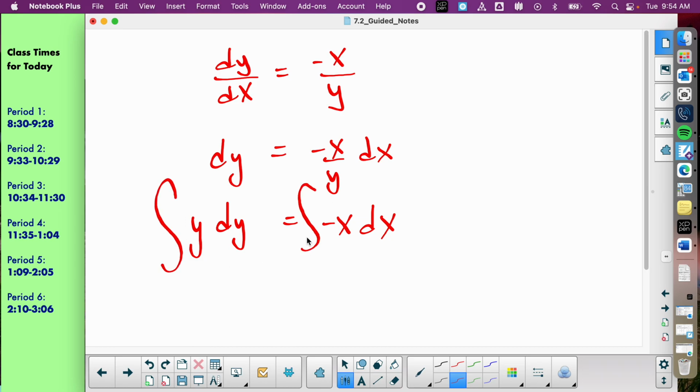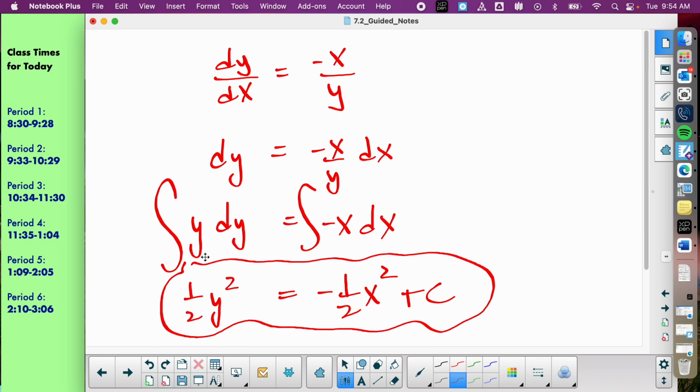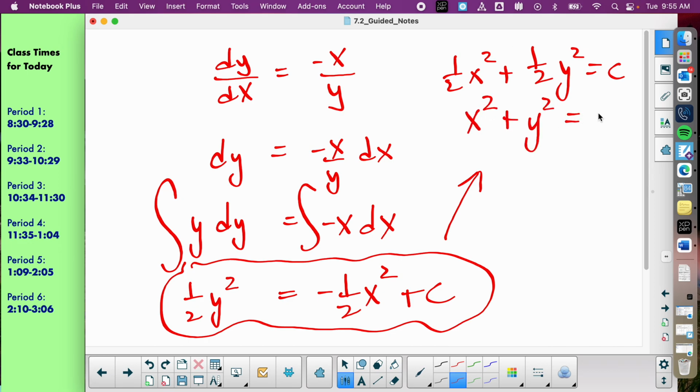If I integrate this, I would get 1/2 y squared equals -1/2 x squared plus c. And if I wanted to rewrite this, I would add 1/2 x squared to the left. I would get 1/2 x squared plus 1/2 y squared equals c. And if I doubled everything, double c is still just c. So this would be a circle with different radius size. And that's the picture we just drew.